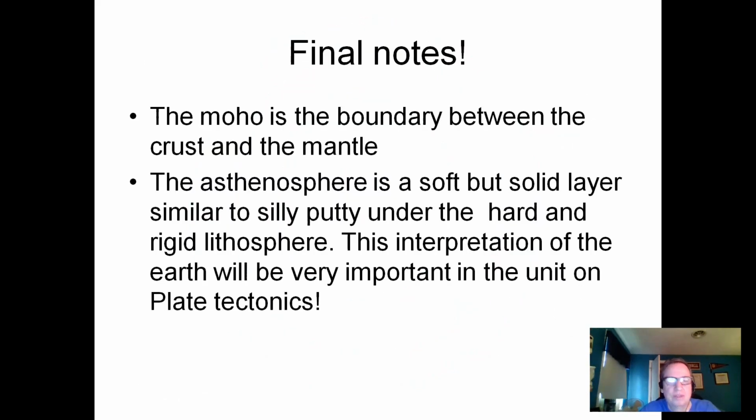All right, so some final notes. These aren't too crucial. The moho is the boundary between the crust and the mantle. It was named in honor of some Danish guy whose name is just too difficult to pronounce. And like I said, the asthenosphere is a soft but solid layer. Think of silly putty or Play-Doh. It's solid but it's movable. All right, and that's it underneath the hard and rigid lithosphere.